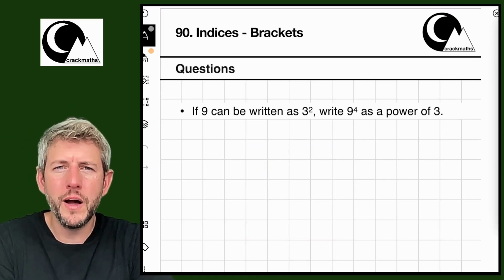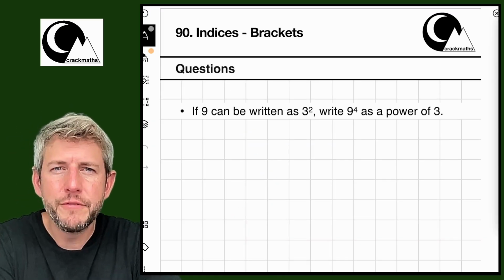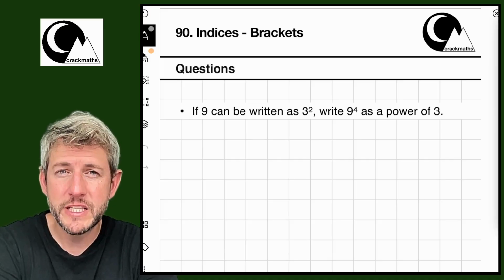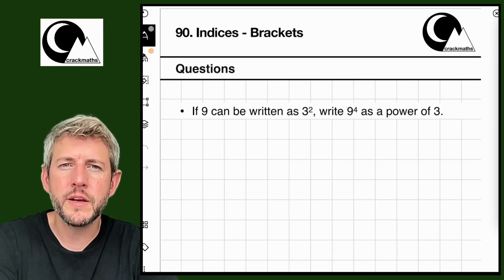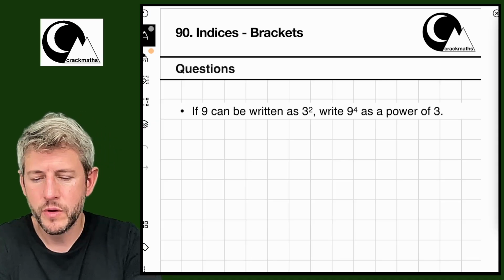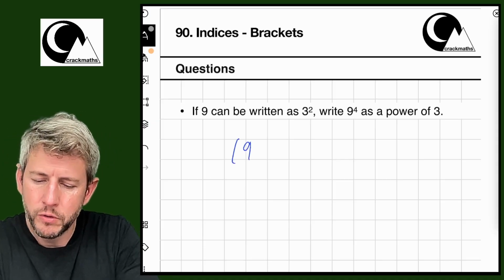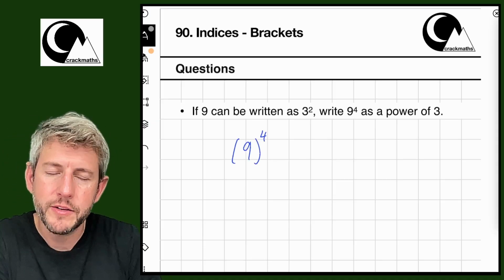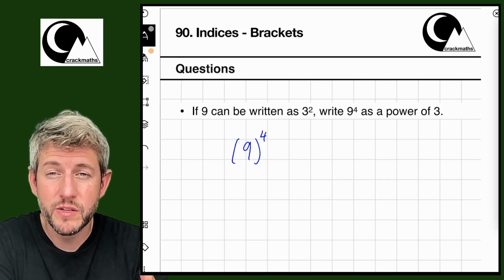Here we go. We've got a nice question here. It says, if 9 can be written as 3 to the power of 2, write 9 to the power of 4 as a power of 3. Okay, so we've got here 9 to the power of 4. I'm going to put brackets around the 9 just to help us visualise the rule.